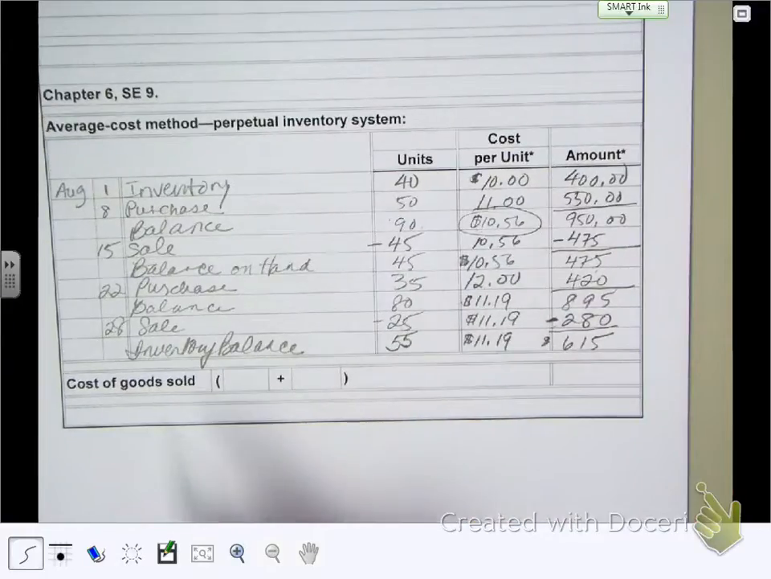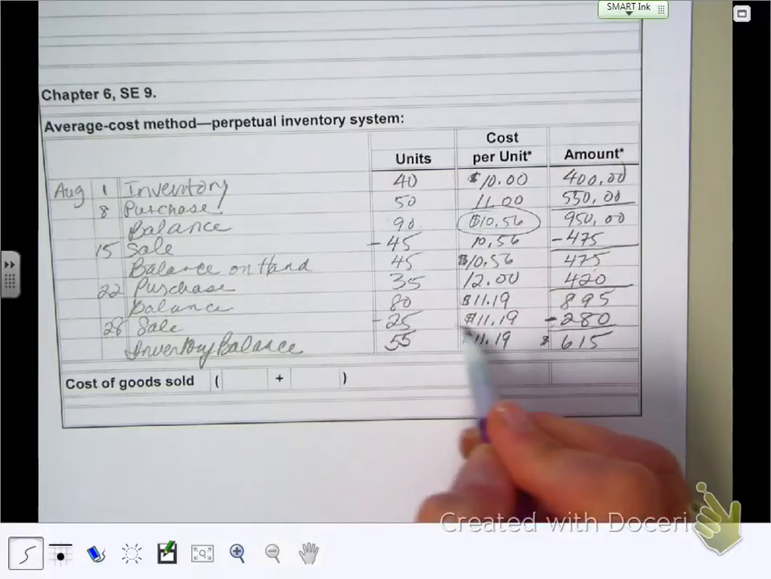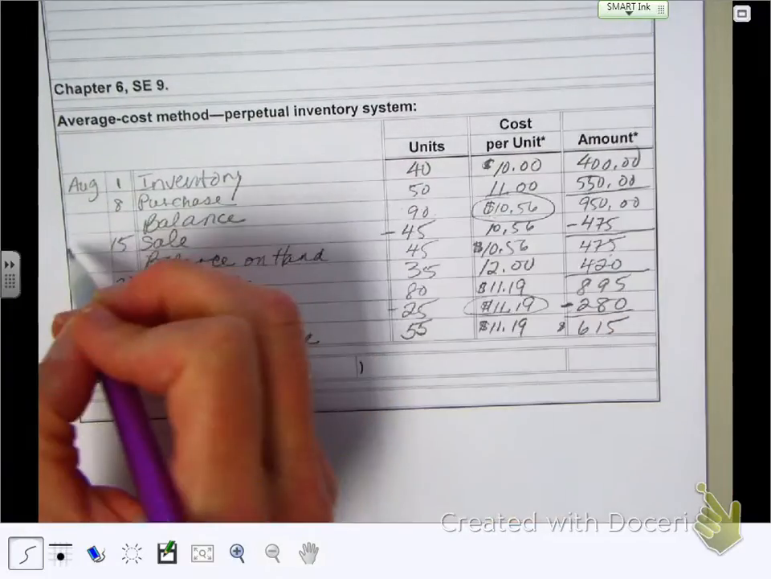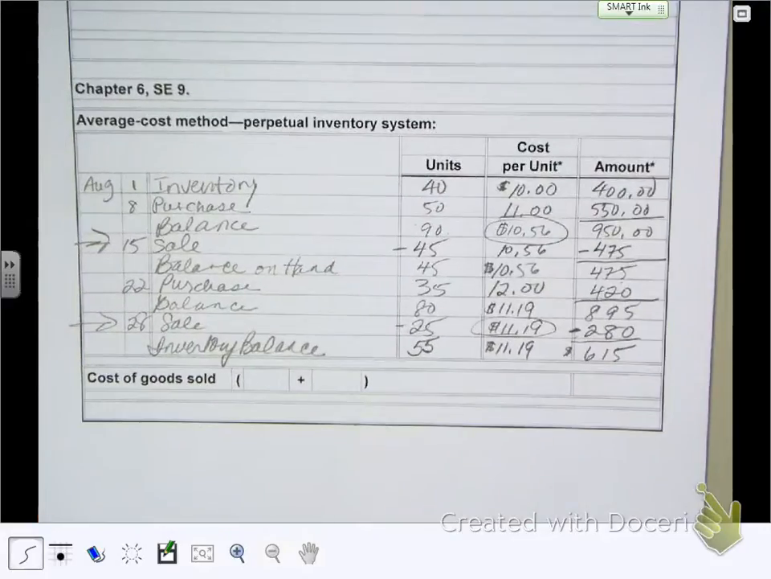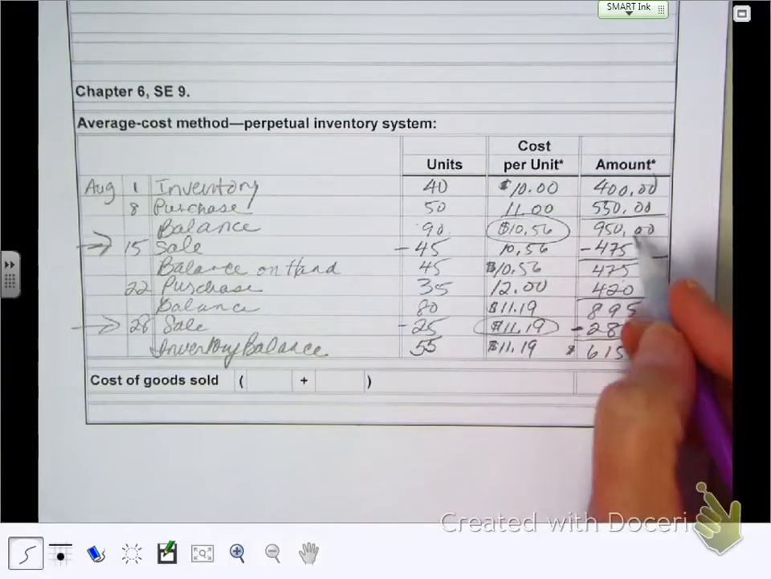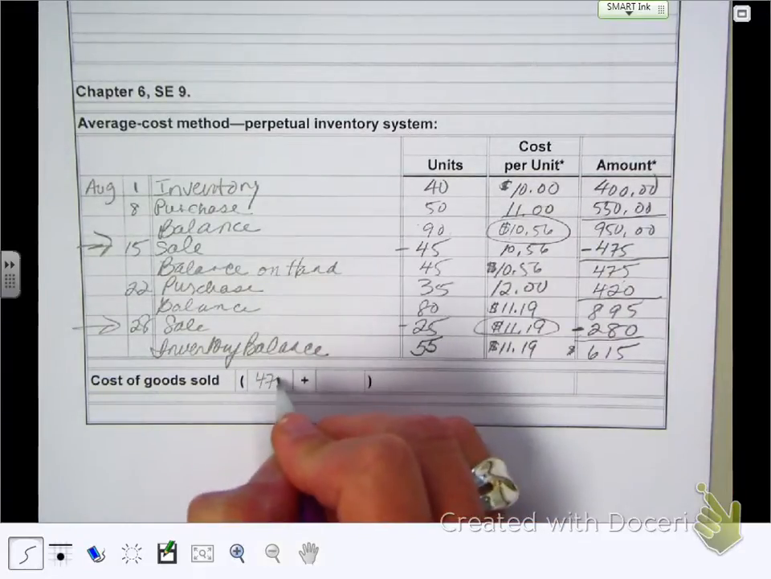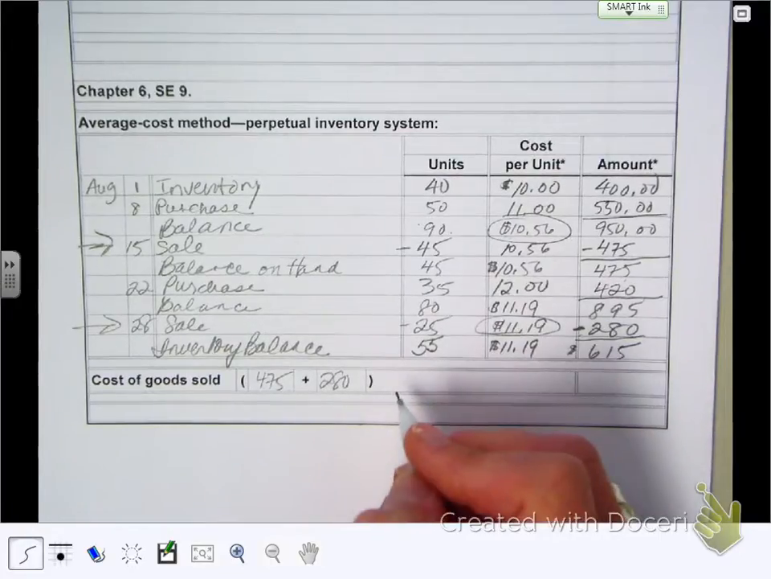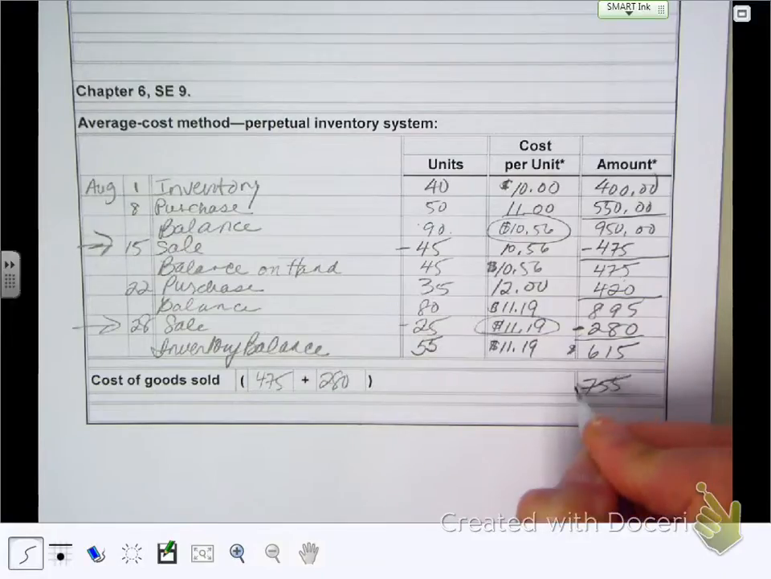Now, what's my cost of goods sold? No, because we're doing it ongoing. What items did I sell? Think about it this way. I sold these items on the 15th and these items on the 28th. Exactly, you're going to add them together. I'm going to take this 475 and this 280, from my sale on the 15th and the sale on the 28th, and I get my total cost of goods sold of $755.